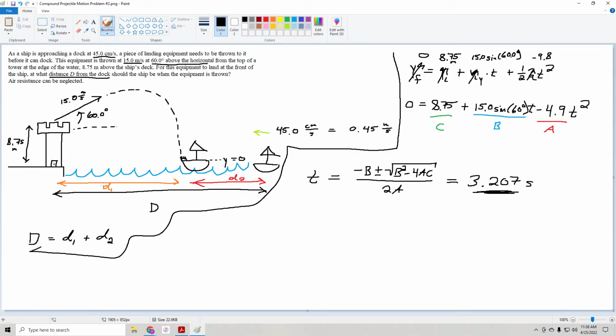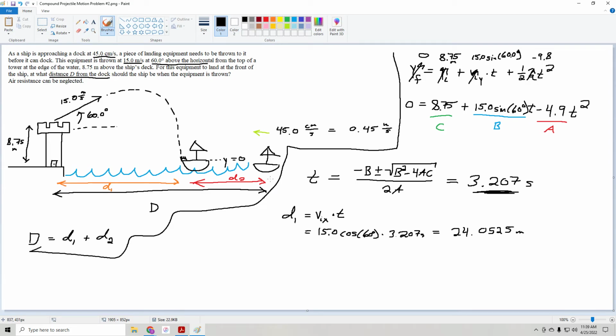Now, in order to solve for what d1 is equal to, that's equal to the x component of the initial velocity times the time that we just solved for, 3.207 seconds. If we plug this in, we get 15.0, the x component, so cosine 60 degrees, times 3.207 seconds, which is what we just solved for. And this is equal to 24.0525 meters. You will likely get something very similar to that too. So that's just d1. That's not capital D.